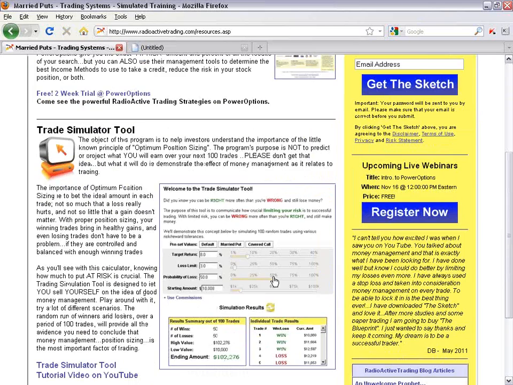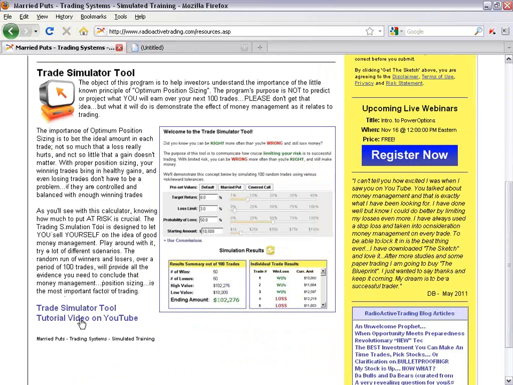Fantastic. Now the Trade Simulator tool, there's a little tutorial video you can watch here on YouTube. And you just want to plug in the numbers here. It runs a simulation of 100 trades. Heads you win, tails you lose. What are you going to set your risks at? What do you personally set your gains at?